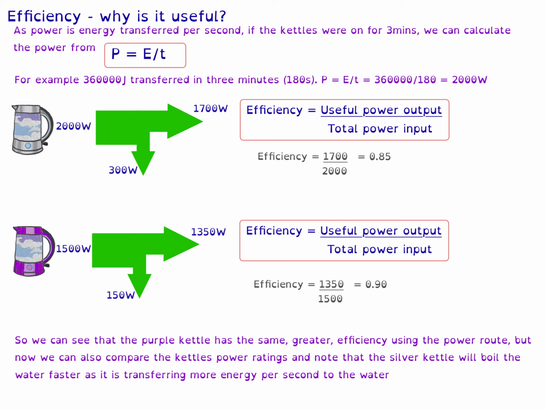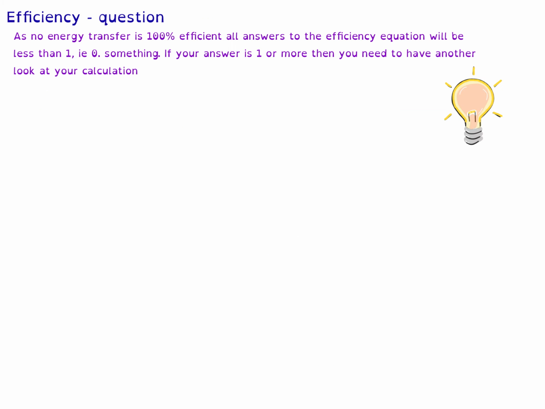But now we can also compare the kettles' power ratings and note that the silver kettle will boil the water faster as it is transferring more energy per second to the water. As no energy transfer is 100% efficient, all answers to the efficiency equation will be less than 1, i.e.